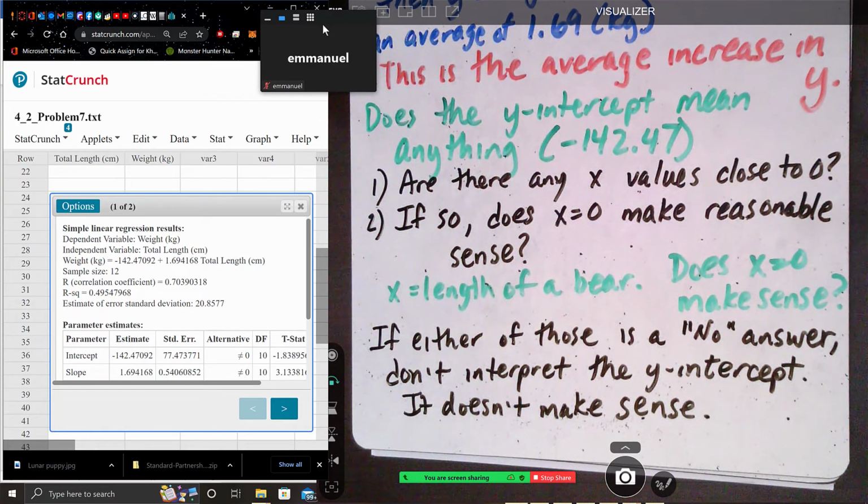So in this problem, we can't have a bear that's a length of 0. That would be a non-existent bear. So interpreting the Y-intercept for this graph doesn't make sense. If it does make sense for whatever you're doing it on, then you can use it for its correct interpretation, and it would relate to whatever the y-axis is. In this case, kilograms. So we would interpret it as whatever the y-intercept is in kilograms. In our problem, though, we didn't have that.